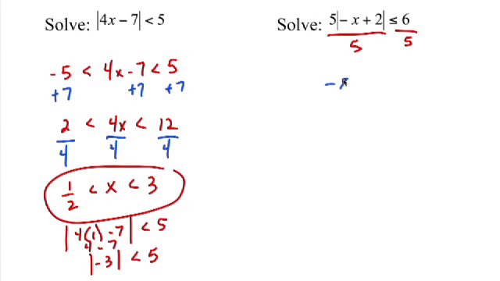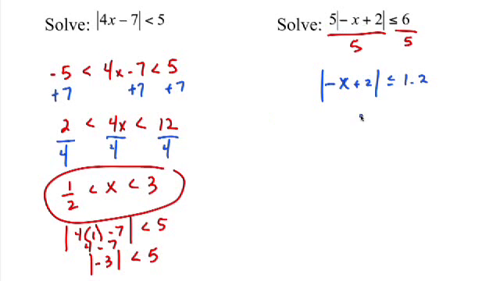Dividing by 5 gives us the absolute value of -x plus 2 is less than or equal to 6/5. Let's just change this to a decimal. Again, you're allowed to use decimals, and that'll make the numbers a little easier to work with. So let's use a decimal this time. That's 1.2.